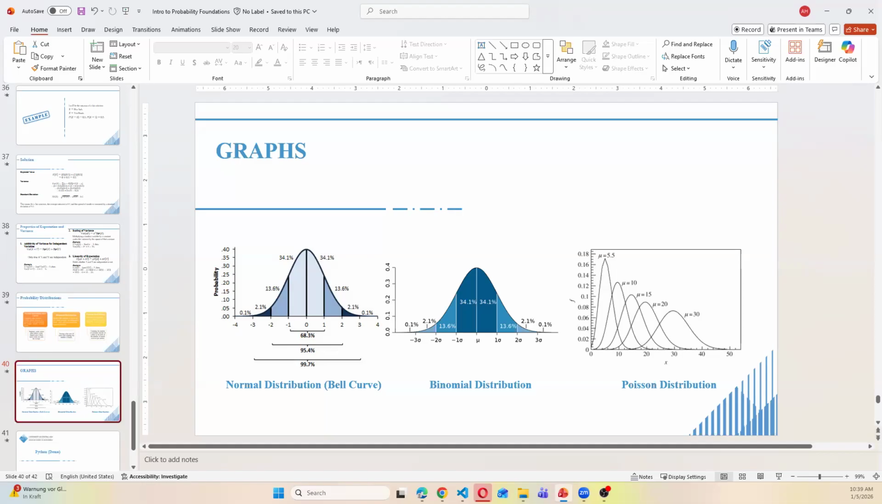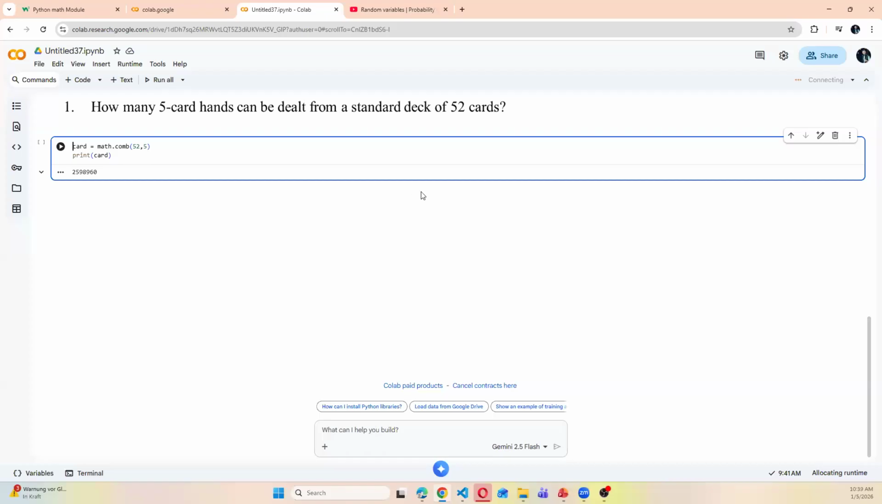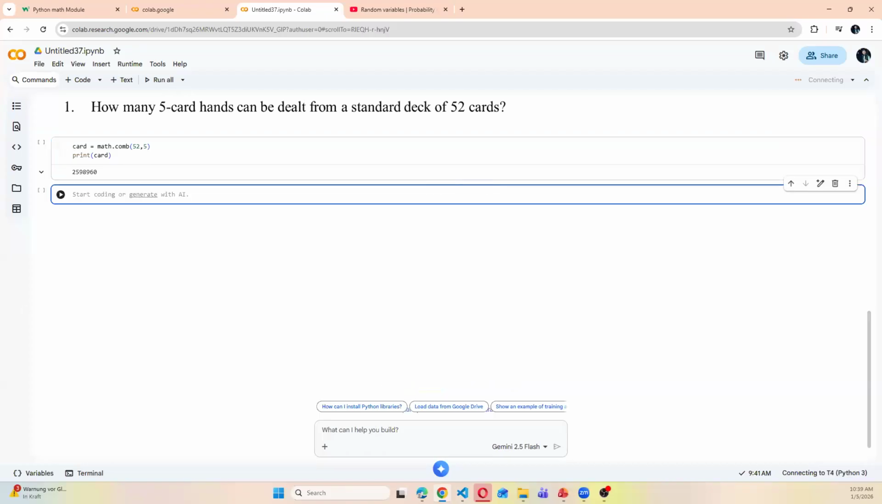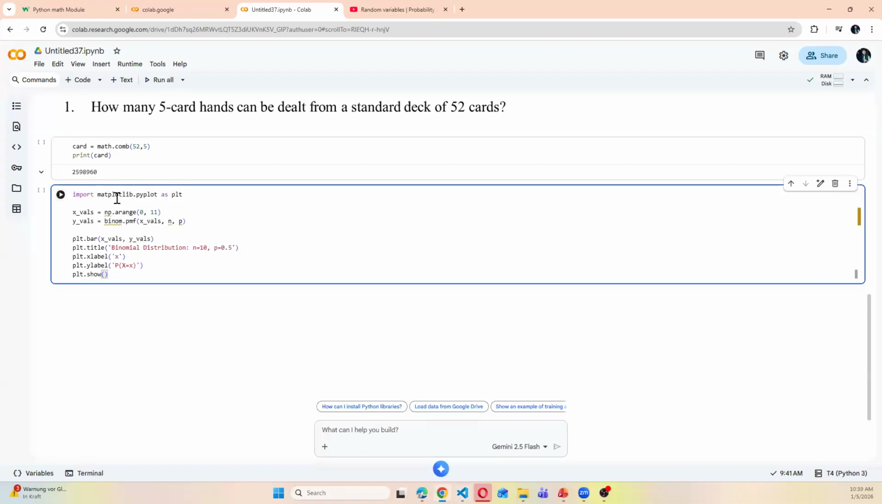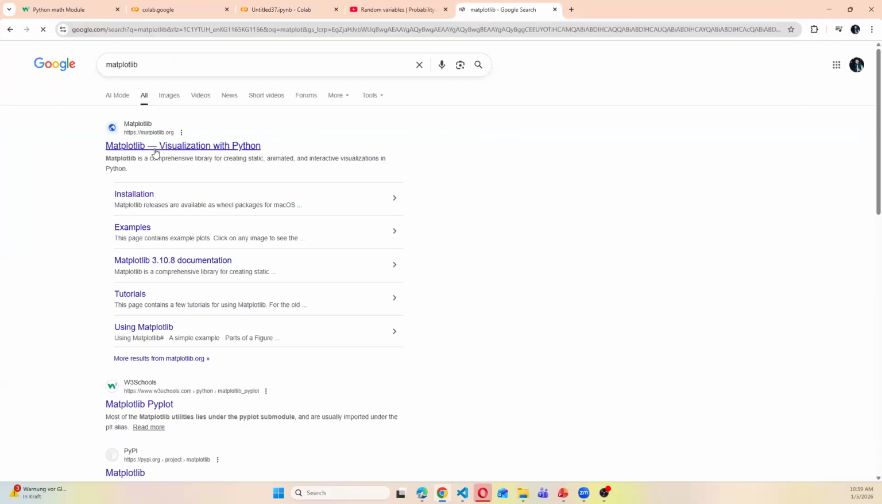Is it possible? Mm-hmm. For example, let's see, I will give you an example here because I have already one of these graphs, so I can show you. Let me run this one. So in here you can see import matplotlib.pyplot as plt. You have a library here in Python, it is matplotlib, where you can draw graphs.